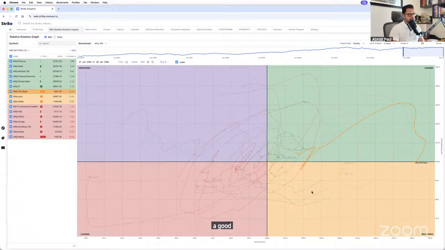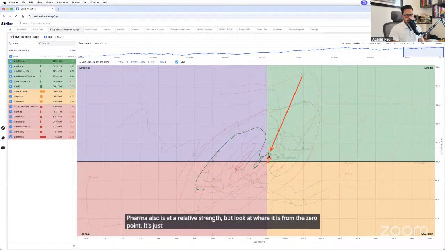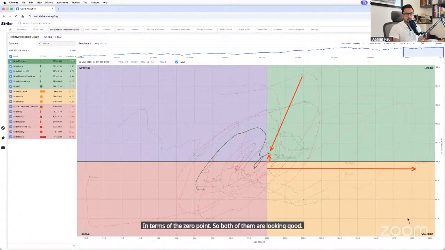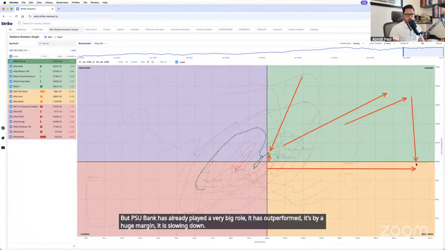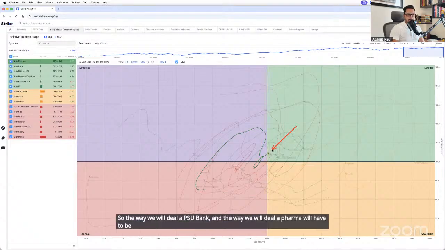A good example comparison would be with pharma, which I did earlier today. Pharma also is at a relative strength, but look at where it is from the 0 point. It's just minutely to the right of the vertical line. PSU Bank is here in terms of the 0 point. So both of them are looking good. But PSU Bank has already played a very big role. It has outperformed by a huge margin. It is slowing down. So the way we will deal with PSU Bank and the way we will deal with pharma will have to be slightly different.